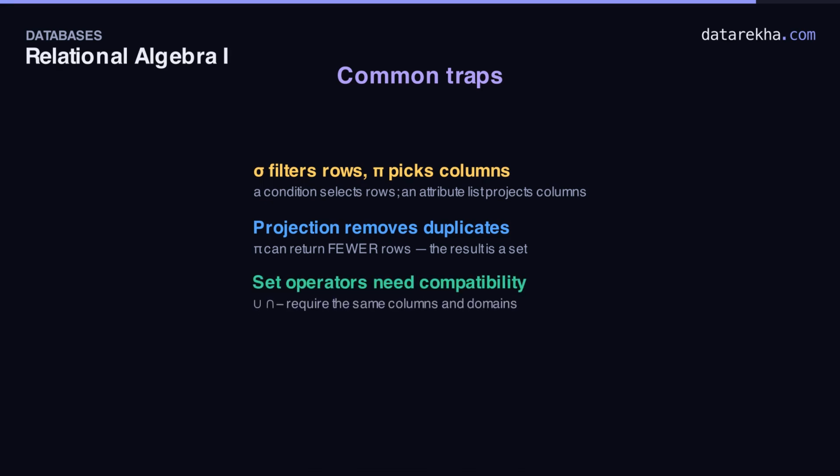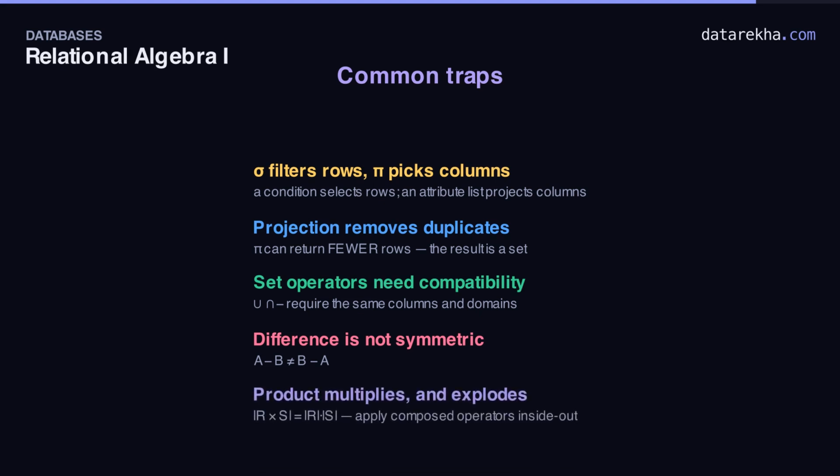Trap 3. Union, intersection, or difference across mismatched tables. They demand the same arity and matching domains. Different shapes, and the operation is simply undefined. Trap 4. Assuming difference is symmetric. A minus B keeps what's only in A. B minus A keeps what's only in B. They are different tables. Order matters. And trap 5. The product. Its size is the two counts multiplied, never added, and it grows fast, so it's rarely used bare. And always evaluate a composition from the inside out.